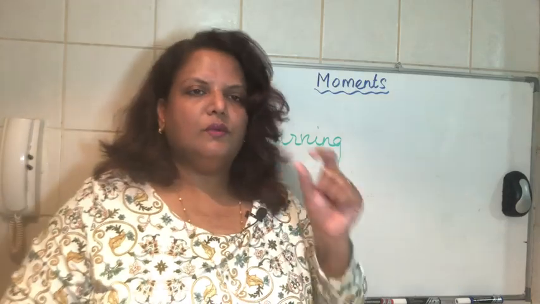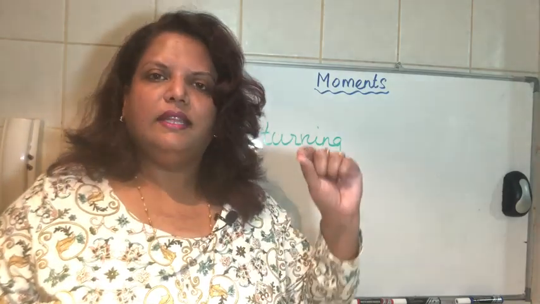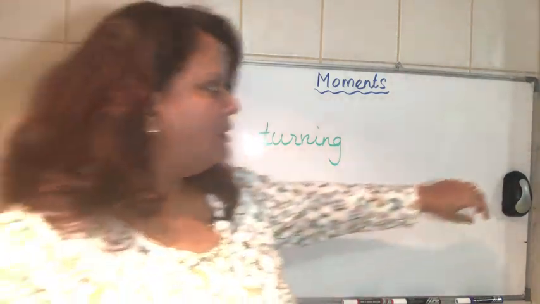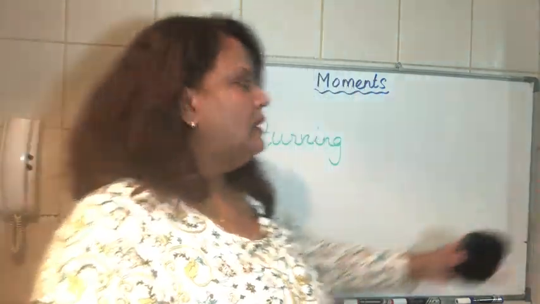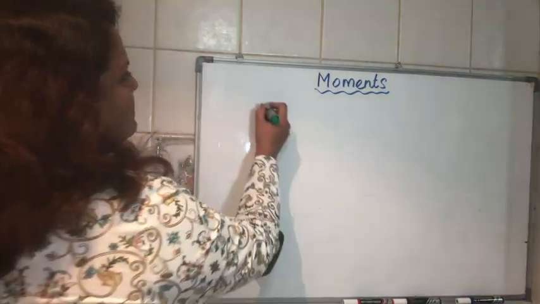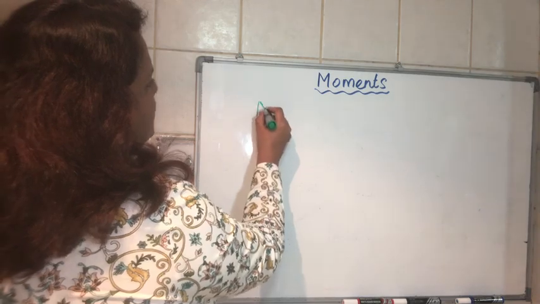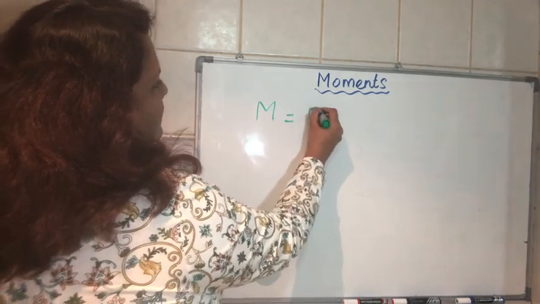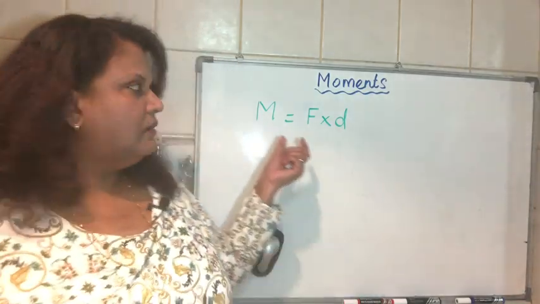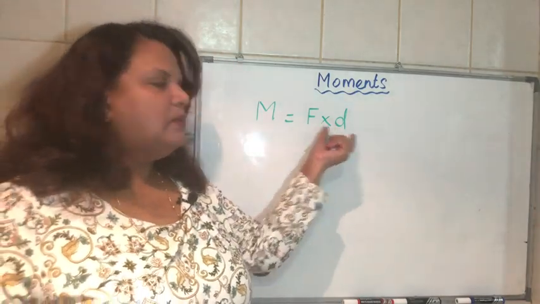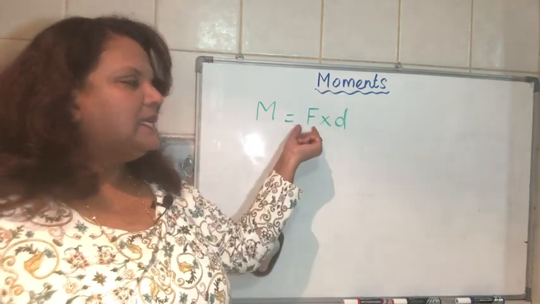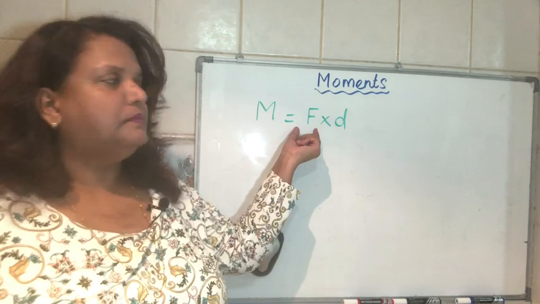Now, what is the definition I told you earlier? Turning effect of force is moment. Now, how do you calculate by how much it will turn and what would be the effect and so on? We have a formula. The formula states moment equals F into D. This is in symbol form I have written. The formula states F into D will be equal to moment. Now, what is the expansion of M? Moment. Expansion of F is force.